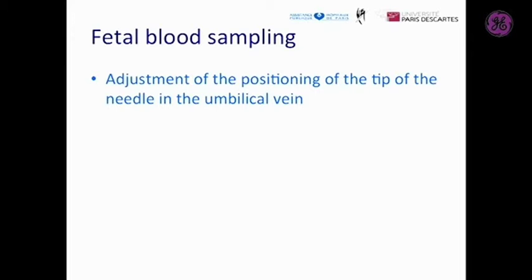Fetal blood sampling, cordocentesis, is definitely probably the most adventurous and dangerous diagnostic test in prenatal diagnosis. This technique you've just seen, and we're going to see again, would allow you to adjust the positioning of the tip of the needle in the umbilical vein.